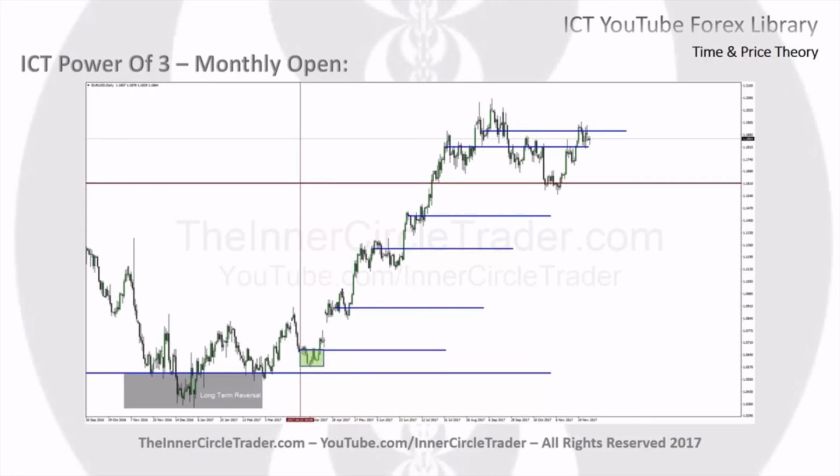Not too long after that, we start seeing price move higher. Obviously, I'm using this chart with the benefit of hindsight to save a lot of time in the recording. But you can see that reference point there, below the opening price of April, gives us a nice buying opportunity.